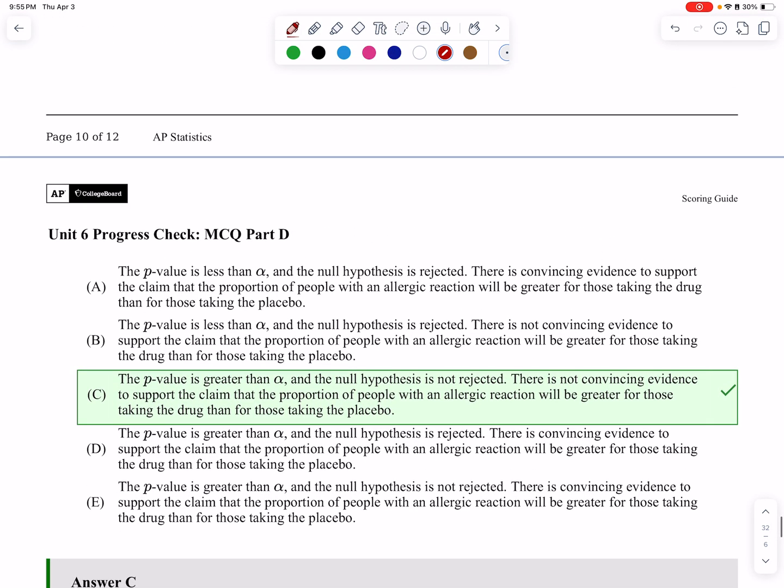So for this one, first of all, let's mark off some wrong ones. The p-value is not less than alpha, the p-value is greater than alpha. So these all say greater than alpha. And the null hypothesis, this one says, is rejected. No, we're failing to reject. We already said that, so we know it's not these right away. Now we know it's between C and E. This says there is not convincing evidence, and there's not because we're failing to reject, so we don't have evidence to reject. The whole evidence aspect is to reject, so we go with C.